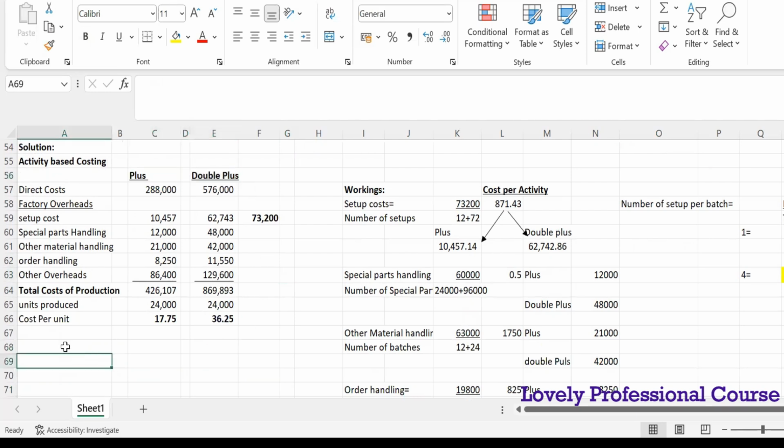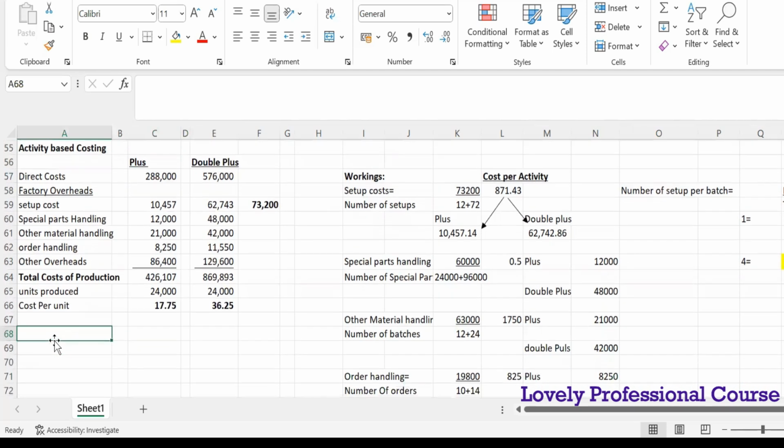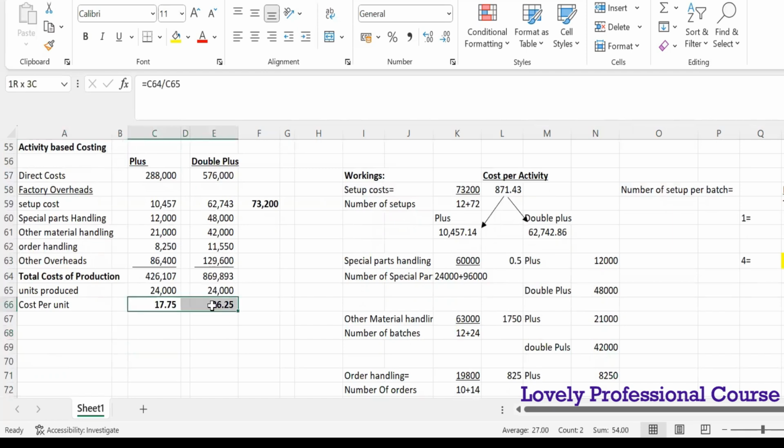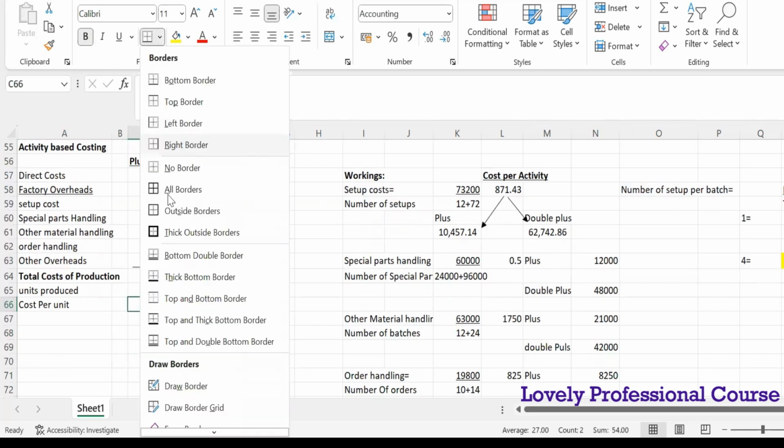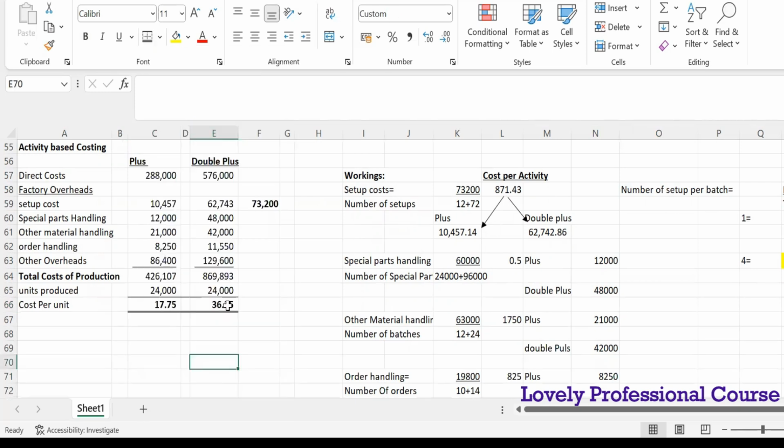So now, Remy, you cannot advise without also computing the activity using absorption costing. Now let's use absorption costing. But this is the answer as per activity-based costing. So here my answer is that this 17 and this. Here, let's use now absorption costing.